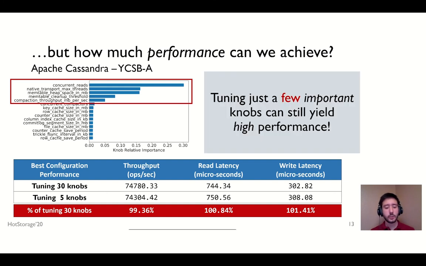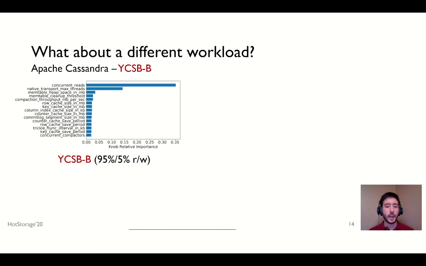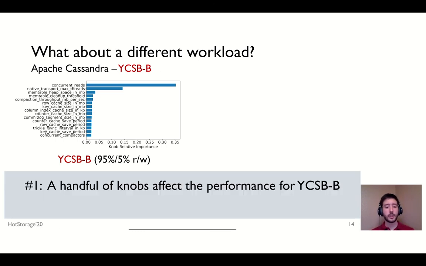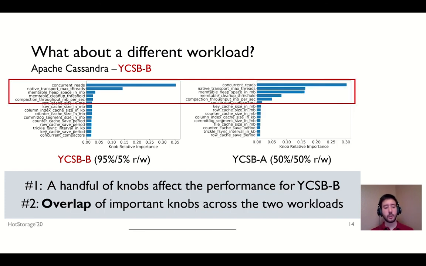So it looks like tuning just a few important knobs can still yield really high performance. And that's a very interesting observation. Now that we are considering a different workload, our read-heavy workload, we see again a very similar picture. We see that again only very few knobs actually affect the performance for this workload, and more importantly, there is a significant overlap of these knobs across these 2 workloads.